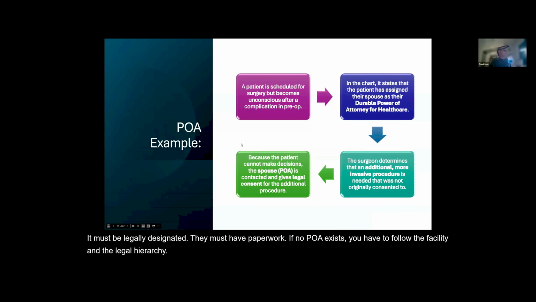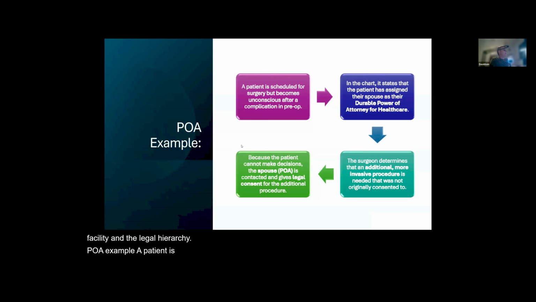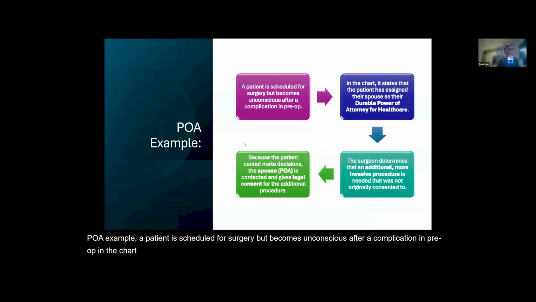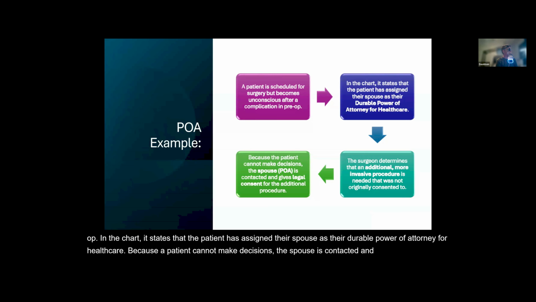POA example: a patient is scheduled for surgery but becomes unconscious after a complication in pre-op. In the chart, it states that the patient has assigned their spouse as their durable power of attorney for healthcare. Because the patient cannot make decisions, the spouse is contacted and gives legal consent for the additional procedure.